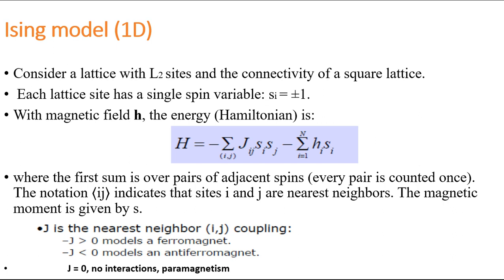The notation ij indicates that sites i and j are nearest neighbors. The magnetic moment is given by S. In this equation, J is the coupling exchange integral, as we discussed in the last lecture. If J is greater than 0, the system will be ferromagnetic. If J is less than 0, the system will be antiferromagnetic. And for a paramagnetic system, J is 0, so we have no exchange interactions.